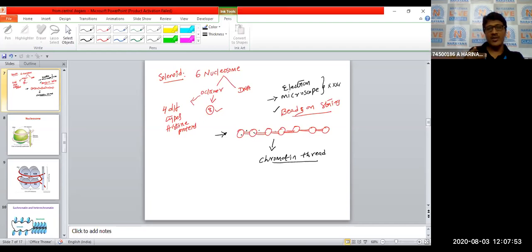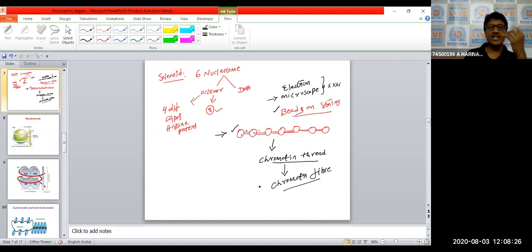During mitosis, what will happen? In prophase, the chromatin fiber condenses and forms the chromosome; you have to remember that. In interphase, DNA is in the form of chromatin fiber. So all nucleosomes together form a chromatin thread, followed by chromatin fiber.